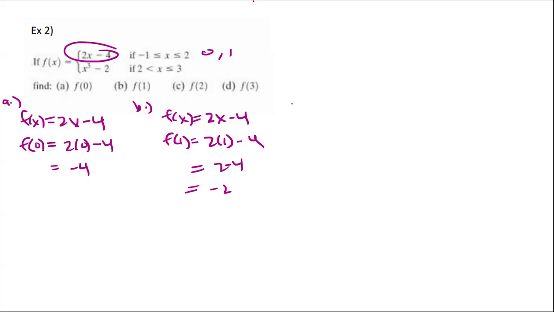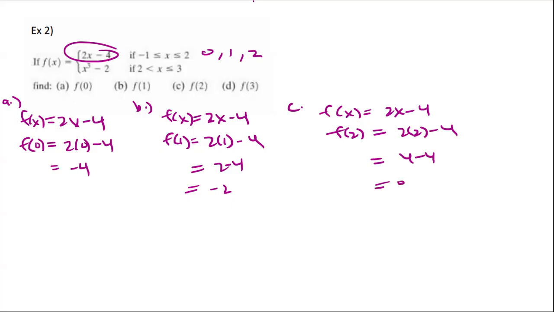For C, we have 2. But we have to be careful because it says between 2 and 3, but there's no equal sign. That means that we can't include 2. But here, it does have an equal sign. So that means we have to pick the first equation again for that one. So that's going to be, again, f of x is equal to 2x minus 4. And then f of 2 is equal to 2 times 2 minus 4, which gives us 4 minus 4, which is 0.